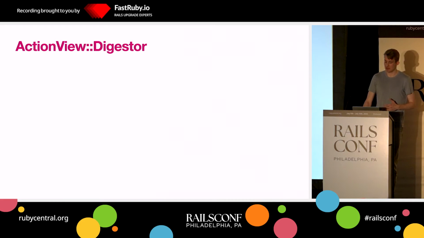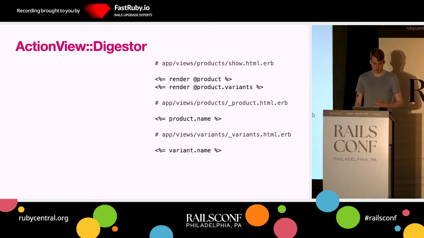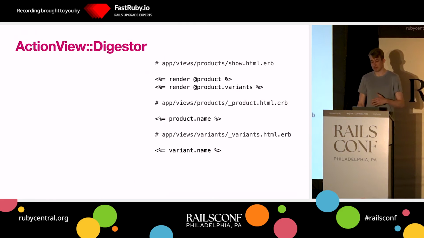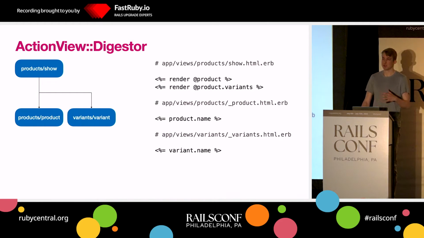Cache keys are generated by a class called ActionView::Digestor. Let's see how it works. In this example, we'll have a product show page that renders a product model template and a list of variant model templates. To calculate the cache key for the product show template, we call the digester's digest method, which will first call the tree method to build a tree representing the template's renders. In this case, the root of the tree is the product show template, and its children are the product and variant model templates. Then the digest method uses that tree to generate the cache key.